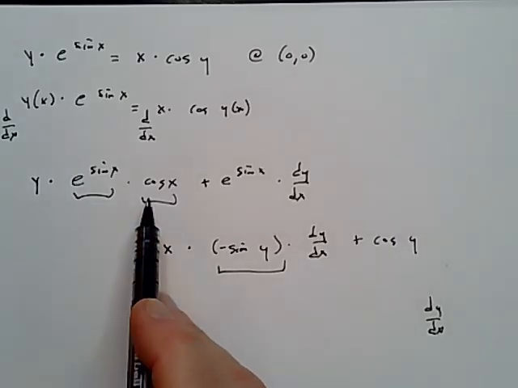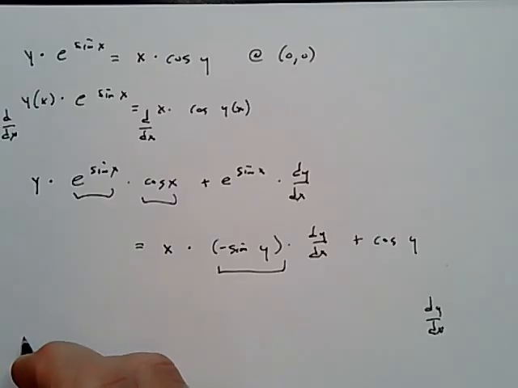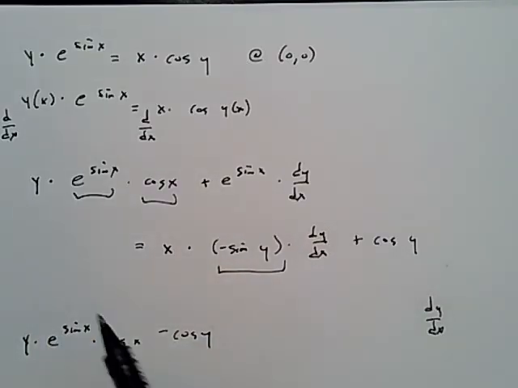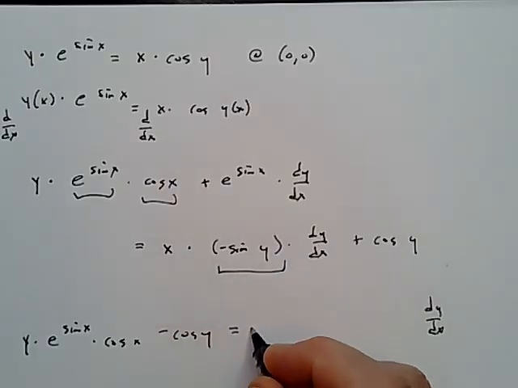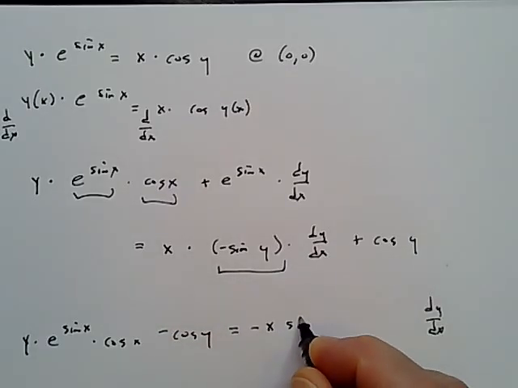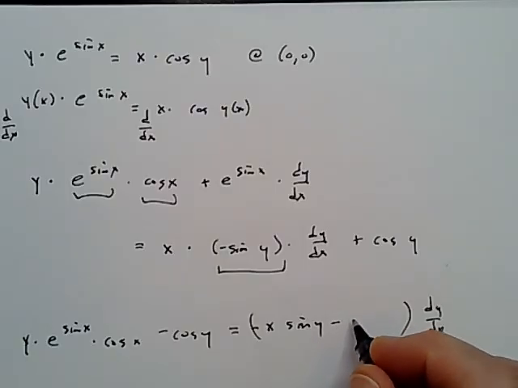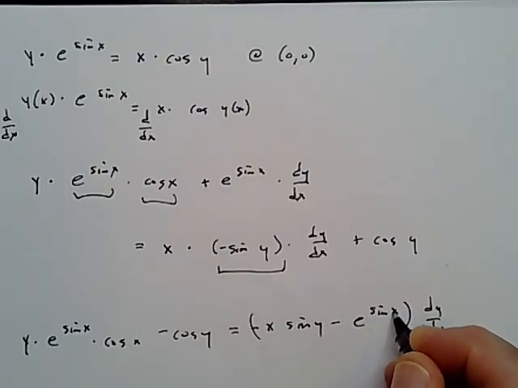So let's see, does not have a dy dx. So I'm looking at y times e to the sine x times cosine x. And I'm going to have to move this cosine of y over. So minus cosine y. I think I've moved everything that does not have a dy dx in it to the other side of the equation. Everything that does have a dy dx in it, well, I already had minus x times sine of y. And then the other thing is up here, so e to the sine of x, but of course when I move it over, it has a minus sign in front of it, e to the sine of x times dy dx.